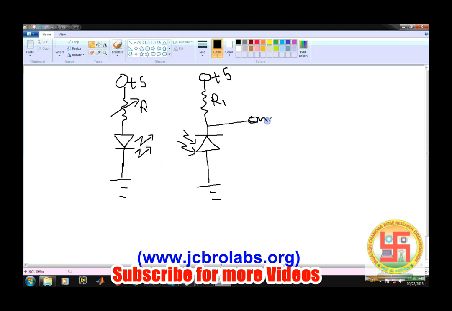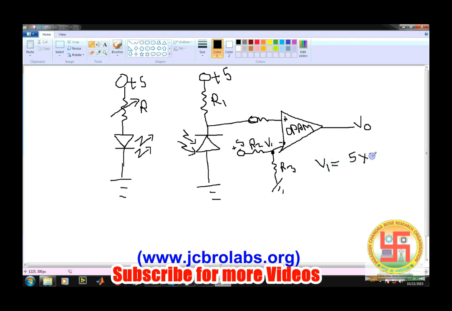This particular output goes into an op-amp, and we have connected the op-amp in comparator mode. In comparator mode, this is positive and this is negative, this is plus 5 and this is ground, and this is Vout. With R2 and R3, the value of the voltage here, V1, will simply be 5 into R3 by R2 plus R3.